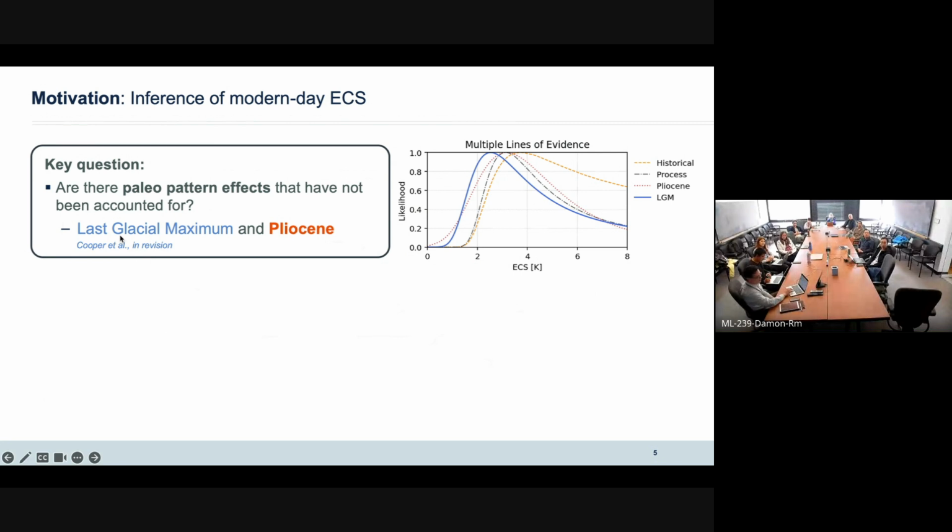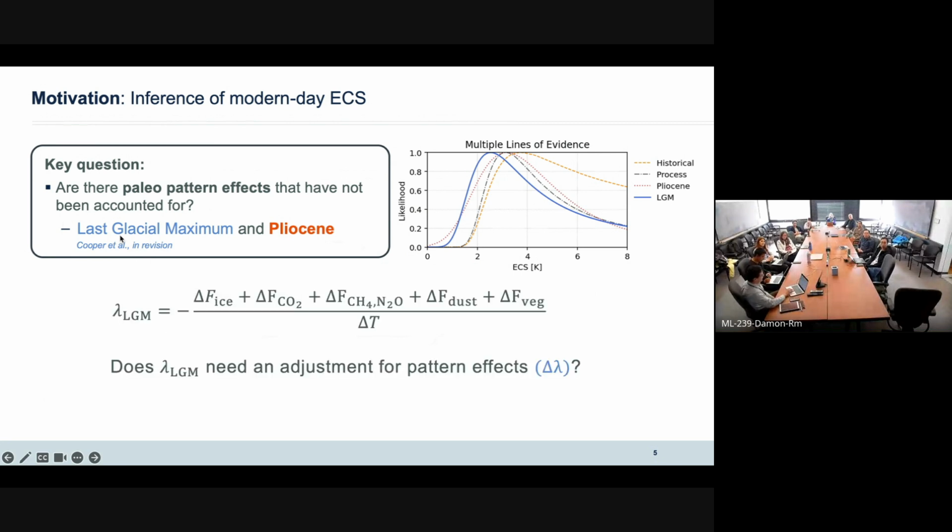And for that, we'll look at both the LGM and the Pliocene. As an illustration of how climate sensitivity or feedbacks are typically inferred from the paleo record, normally you take all the different forcings. So for the LGM, for example, you add up the forcing from ice sheets, CO2, et cetera, and you divide by the global mean temperature change, and that gives you an estimate of the feedback. But then what we're asking is, before we use that LGM feedback to constrain modern day climate sensitivity, do we need to make an adjustment for how the feedbacks are different because of different sea surface temperature patterns at the LGM compared to what we expect in the modern day?